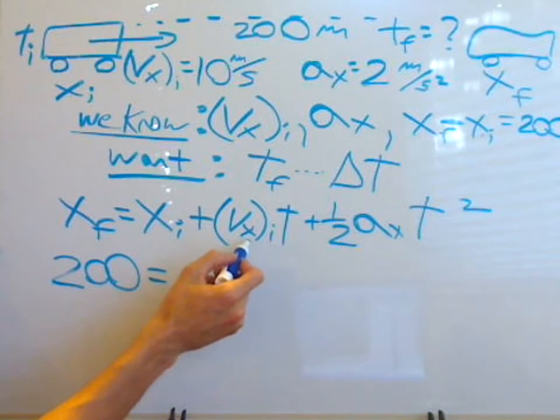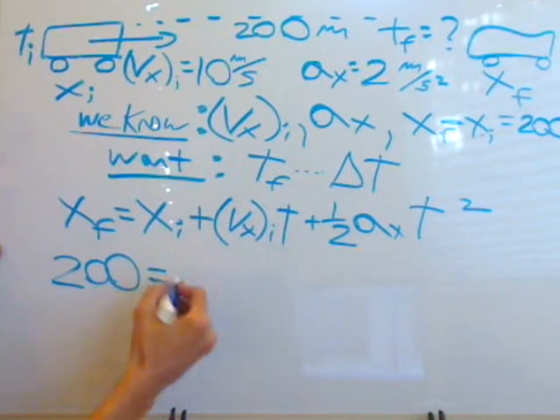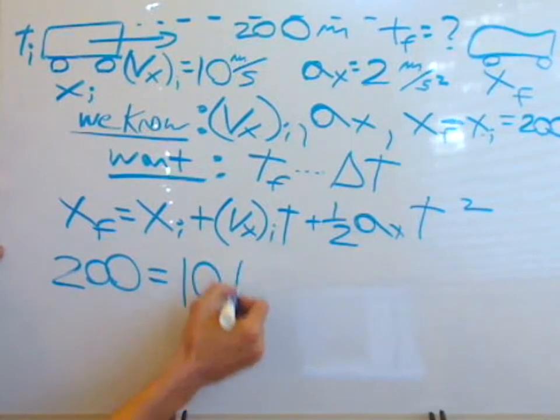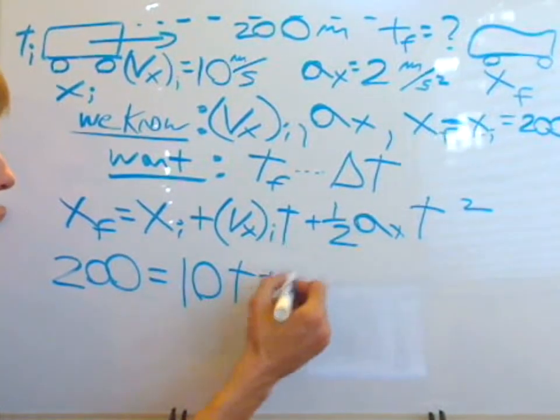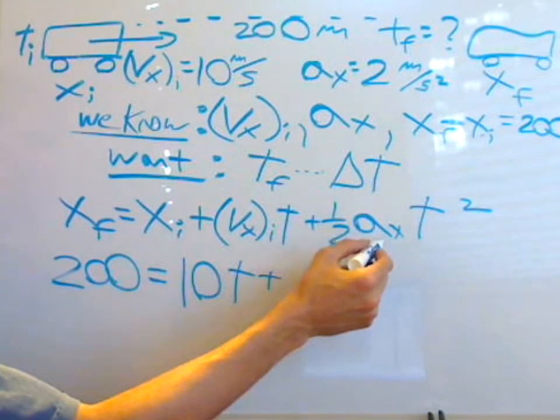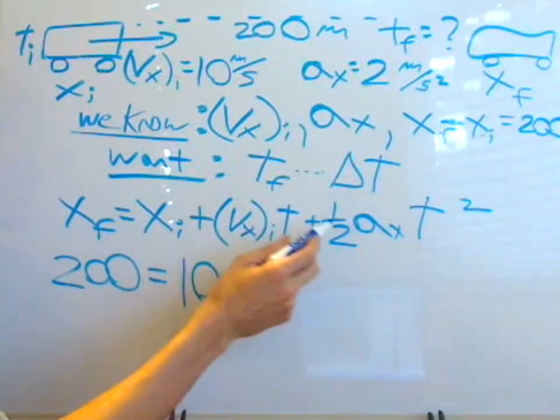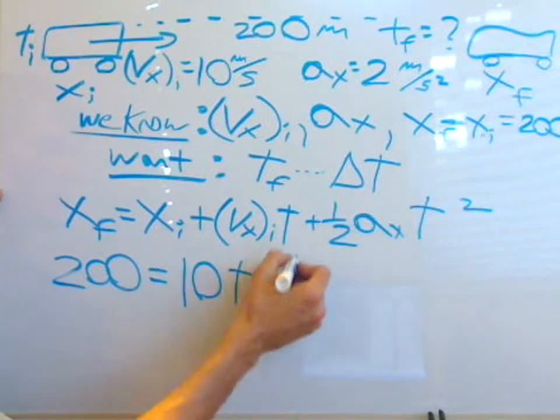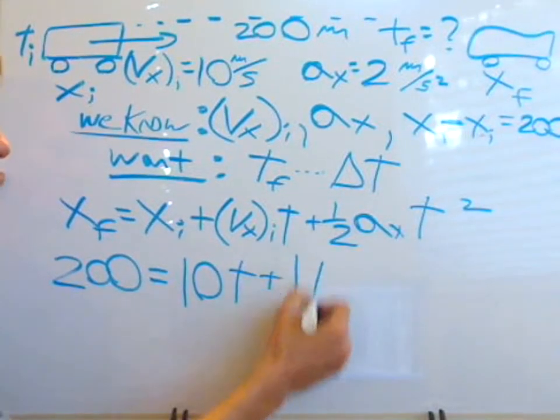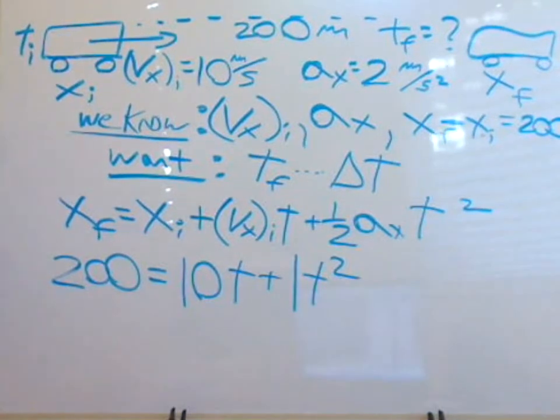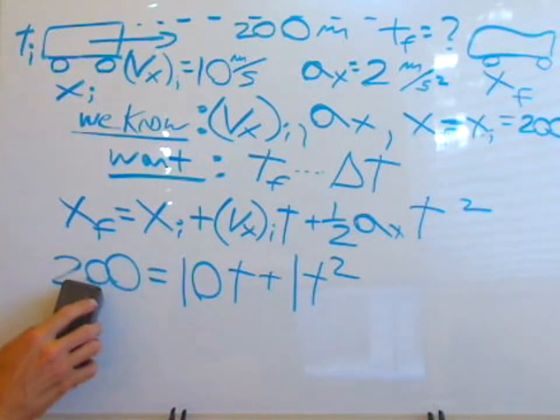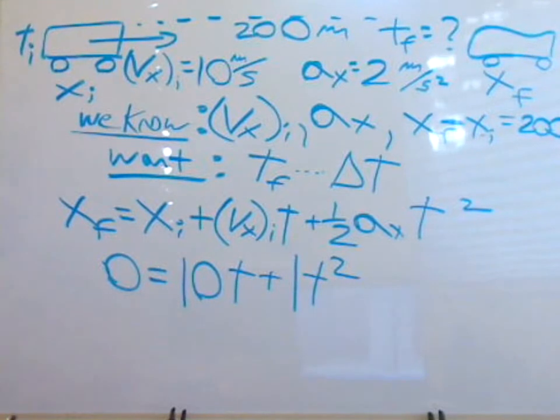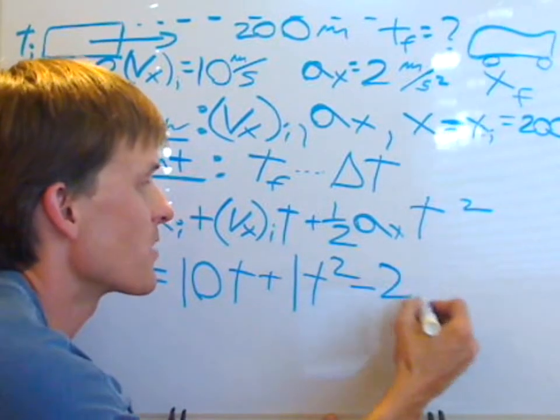that equals our initial velocity, which is 10, times the time, plus 1/2 times the acceleration. The acceleration was 2, so 1/2 times 2 is 1. So plus 1 times t squared. Now if we subtract 200 from both sides, we get something that looks fairly familiar. 200 minus 200 is 0, so we get 0 over here, and we get minus 200 over here.